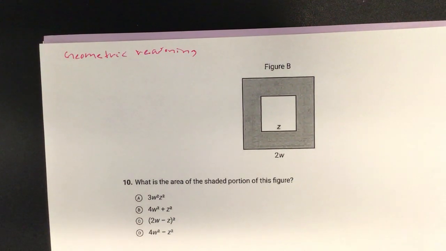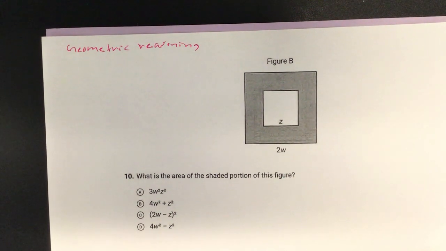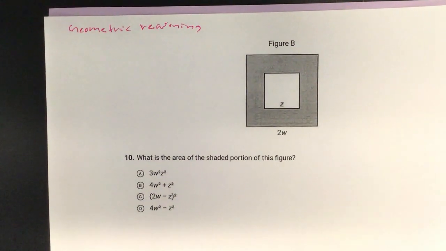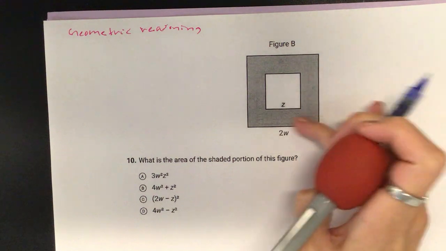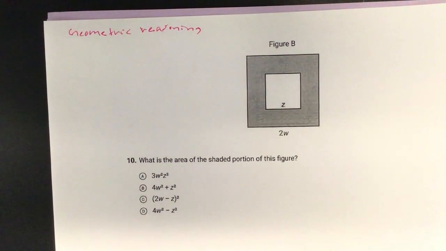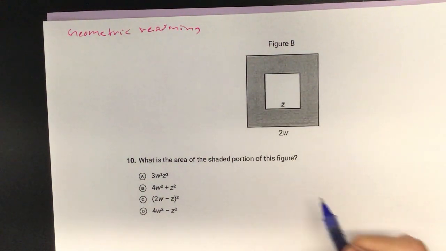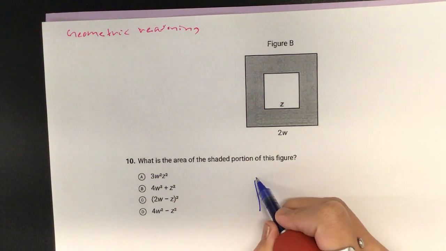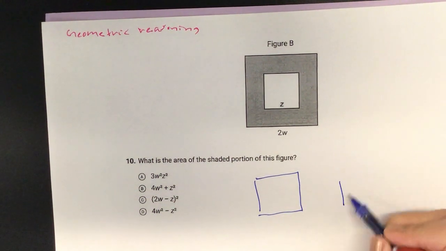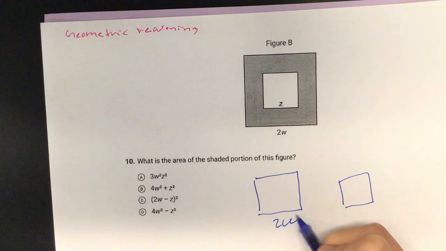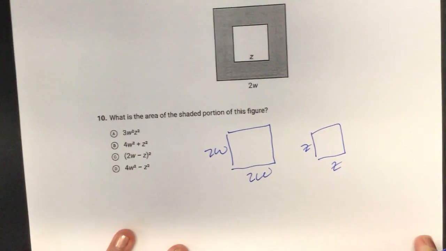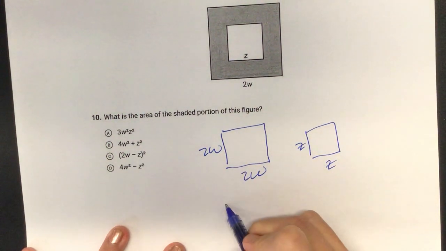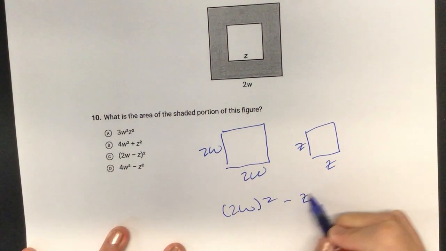Vivi, let's read number 10 of this category. What is the area of the shaded portion of this picture? Okay, so if I'm looking for just a frame portion, isn't it big minus small? Some of you might think it's tedious to show too much work, but I'm going to. Here's square 1 and square 2. Squares have the same sides. So all I have to do is 2w squared minus z squared.